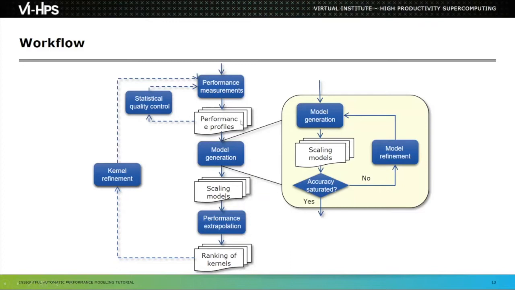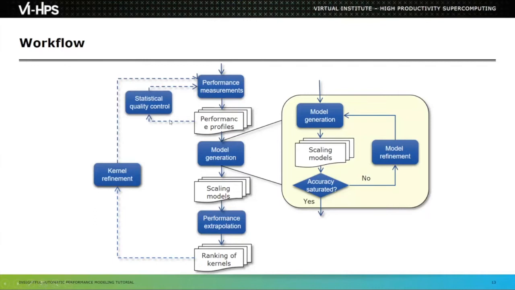Then we usually have our performance profiles. Performance profiles we call basically just the recorded measurements that come either from a tool like Extra-P, I will go into that later, or maybe you recorded it by yourself, the time, just using MPI timers, for example. The first step then, what we can do with these performance profiles, is statistical quality control.